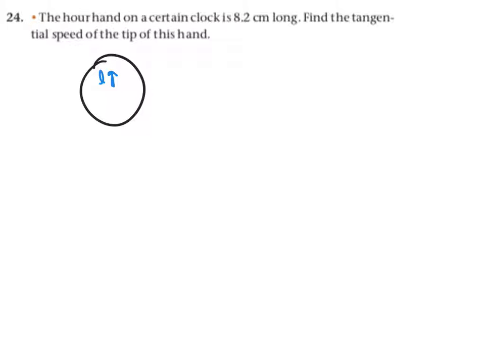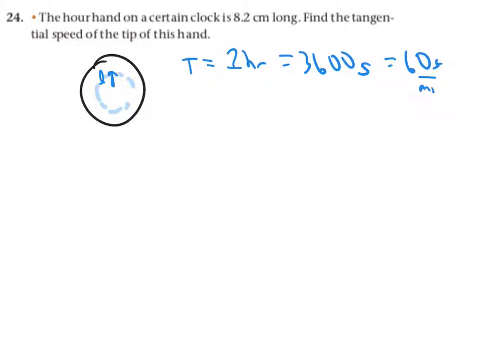of course in the course of an hour, the hour hand goes around once, which means the period is 1 hour, which is 3,600 seconds, or 60 seconds per minute times 60 minutes per hour. All right, and then omega is 2 pi over T.